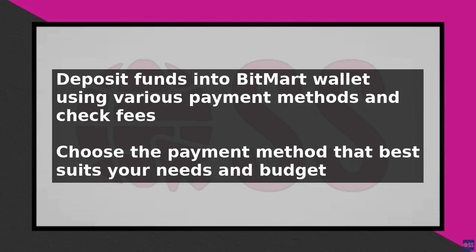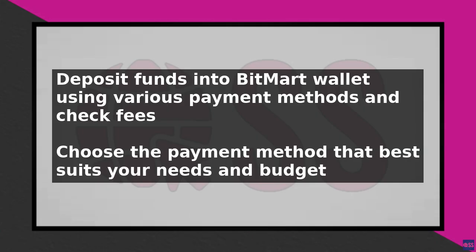To buy or sell cryptocurrencies on BitMart, navigate to the trading page and select the desired trading pair. You can choose from a wide range of cryptocurrencies, including popular ones such as Bitcoin, Ethereum, and Litecoin. Use the order form to specify the amount you want to buy or sell, and set a price limit if desired.